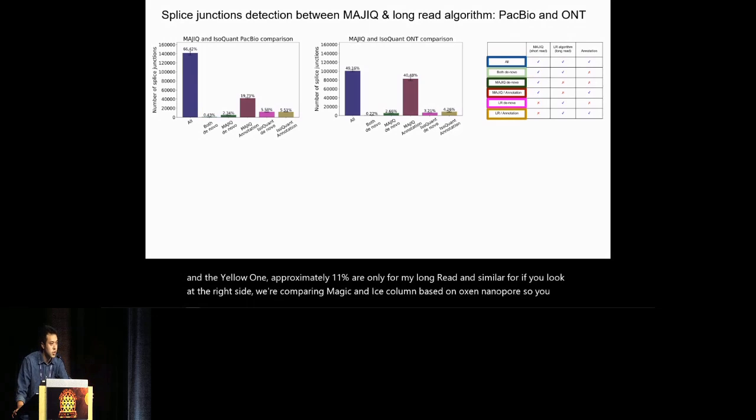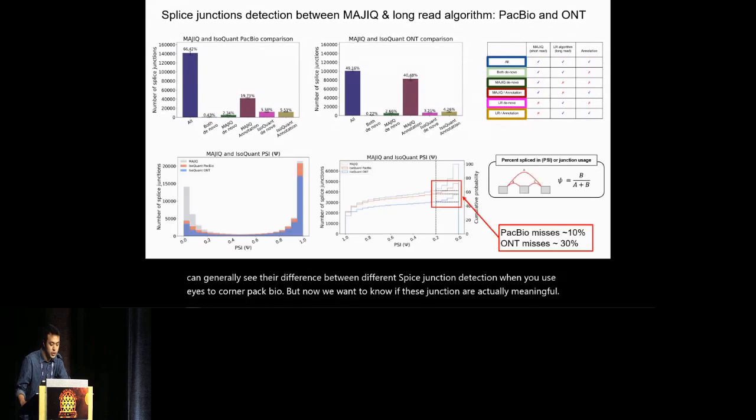So you can generally see there are differences between different splice junction detection when you use Illumina, PacBio. But now we want to know if these junctions are actually meaningful. So to do that, we took the number of splice junctions detected by MAJIQ, if you look at the left bottom part, and assessed how many PacBio or Oxford Nanopore recovered from those as a function of PSI.